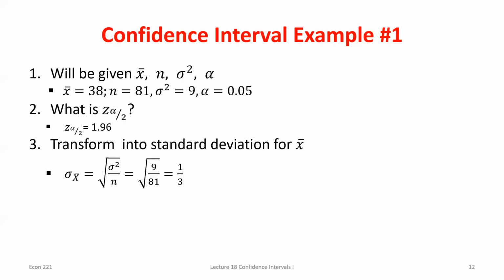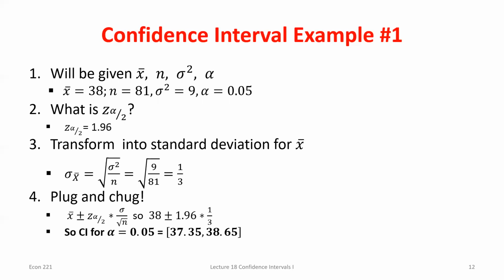So I calculate that ahead of time, I get it's 1/3. So now I plug in 1/3 here. So 38 plus 1.96 times a third, that's my upper bound. 38 minus 1.96 times a third gives me my lower bound. So if I end up doing that, I'm going to get the values of 37.35 and 38.65. Any questions on any part of that process?